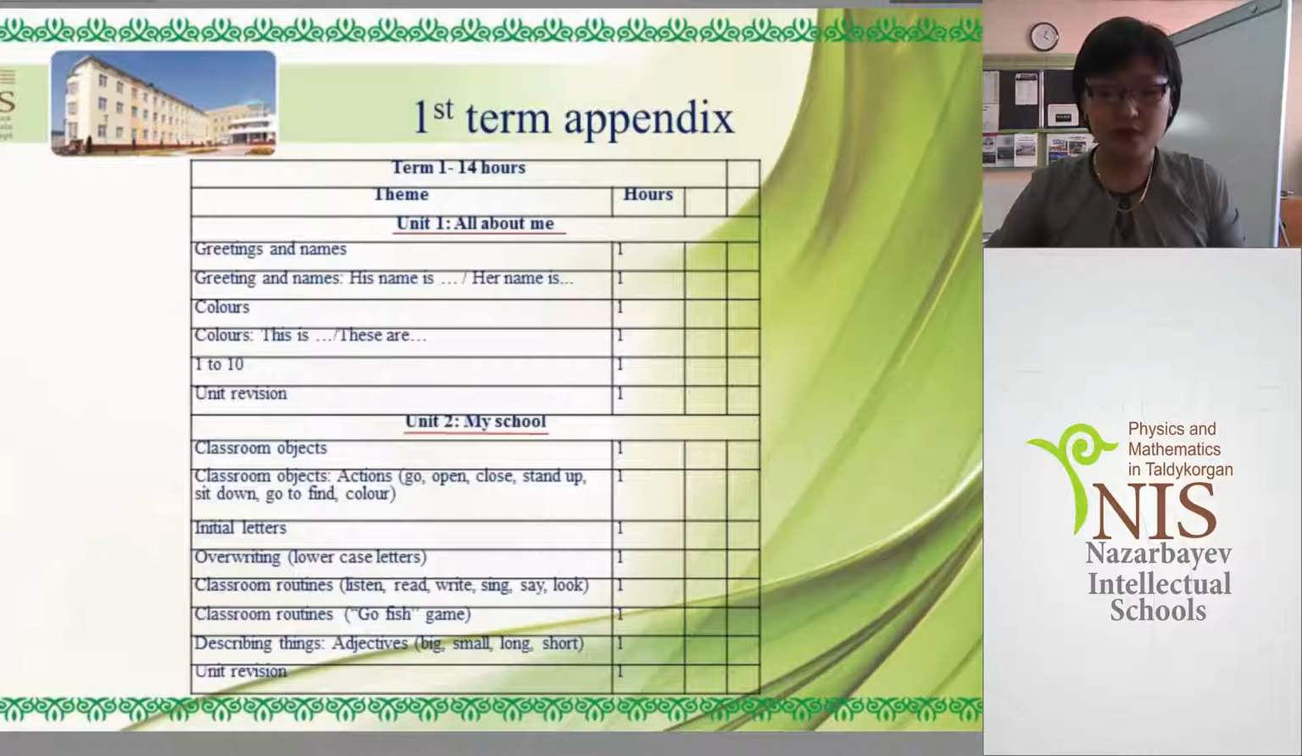The first term was devoted to units like All About Me and My School. Topics like colors, numbers 1 to 10, initial letters, classroom routines, classroom objects, and some other topics were covered this term. You can see from the first term appendix that about 14 hours were spent to cover all these topics.